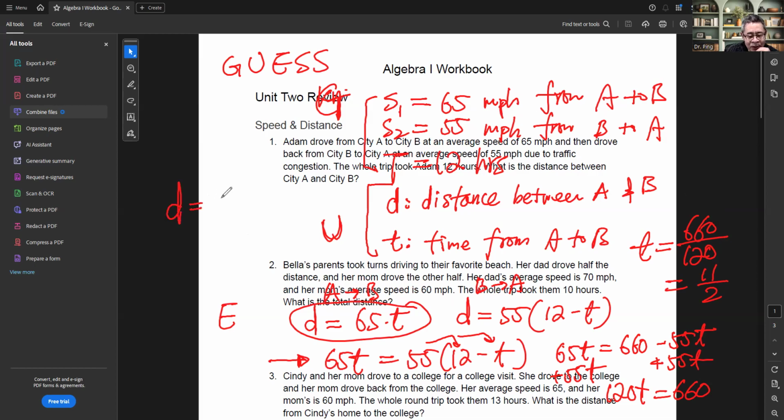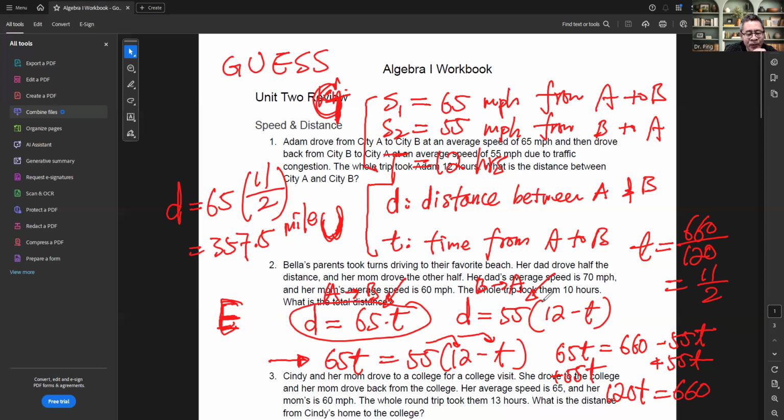So because that's what they're asking, 65 times 11 over 2, and we got 357.5 miles. So that's how we got it. So you can see that we find the given, find the unknown, then we set up the equation, and we substitute the value. Because the equation we're using is distance equals speed times time, so we plug in what we know. In this case, we know the average speed. And then we set up the equation, we did substitution, then we just solved it.